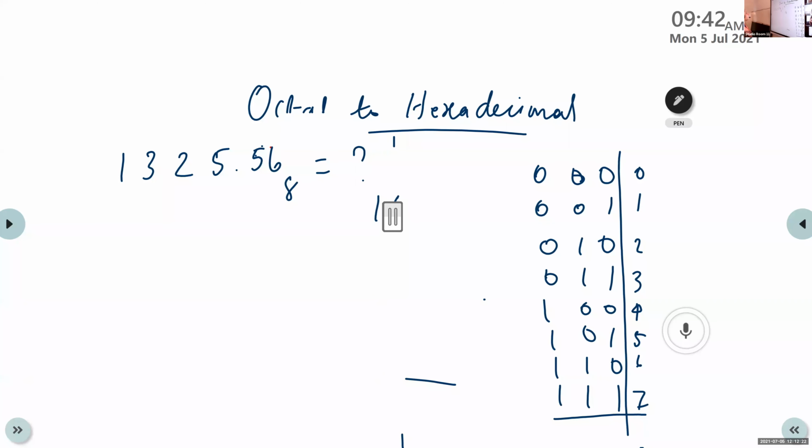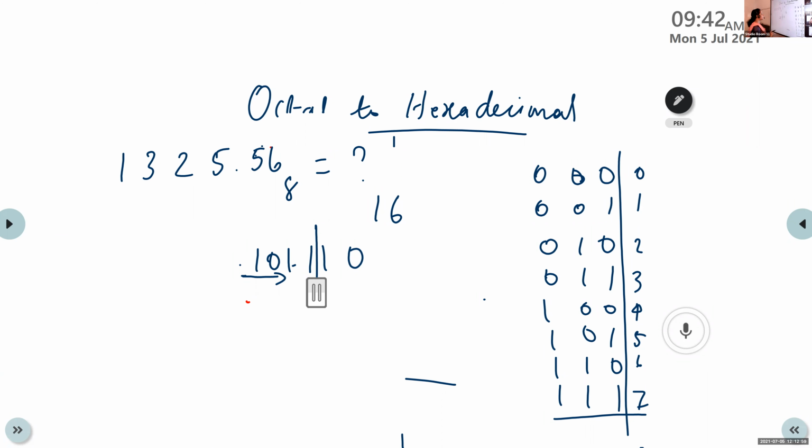1325.56 to the base 8 to base 16 hexadecimal. For the point, we have to write the corresponding binary value of the octal digits. 5 is 101, 6 is 110. You group them this way, 1, 2, 3, 4. Not from the last. It starts from the decimal point.